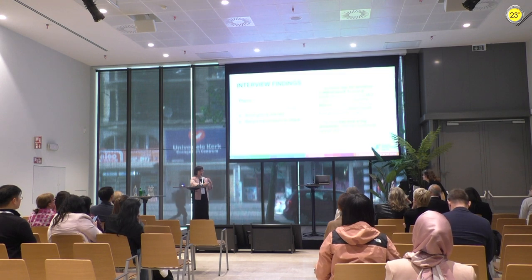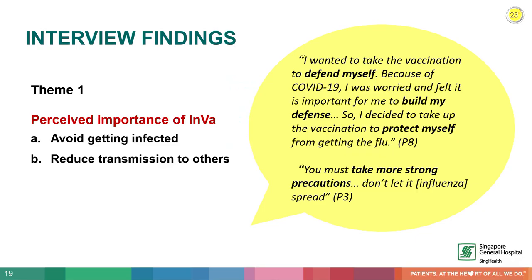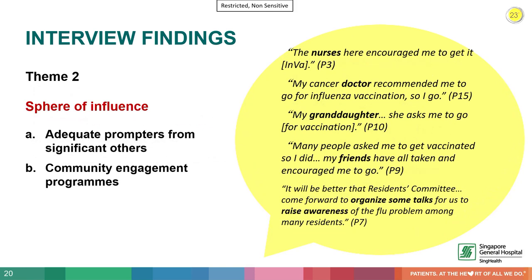For the interviews, we generated 5 themes. The first is about the perceived importance of vaccinations. They wanted to defend their health and protect themselves, and also wanted to take stronger precautions to reduce transmission to others. The second theme is about the sphere of influence. They get adequate prompting from significant others, such as nurses, doctors, family members, friends or peers. They also felt that community engagement programs, such as health talks, helped to raise their awareness.